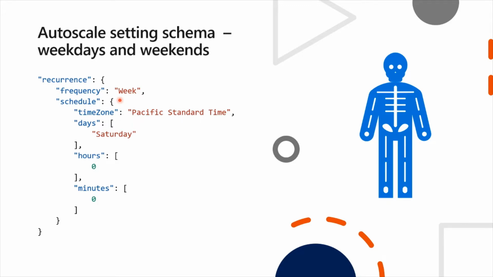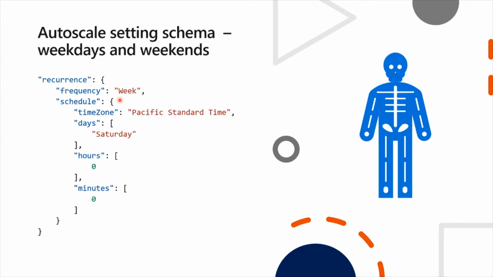In this case, your settings would contain 2 recurrence profiles, one to run on weekends and one to run on weekdays. The JSON settings displayed here show that each recurrence profile has a schedule. This schedule determines when the profile starts running. The profile stops when it's time to run another profile.